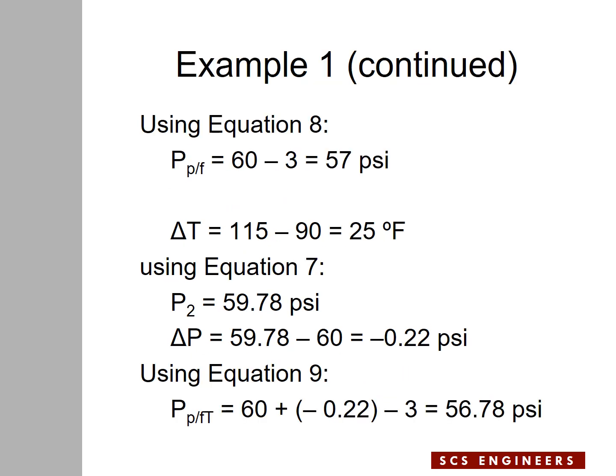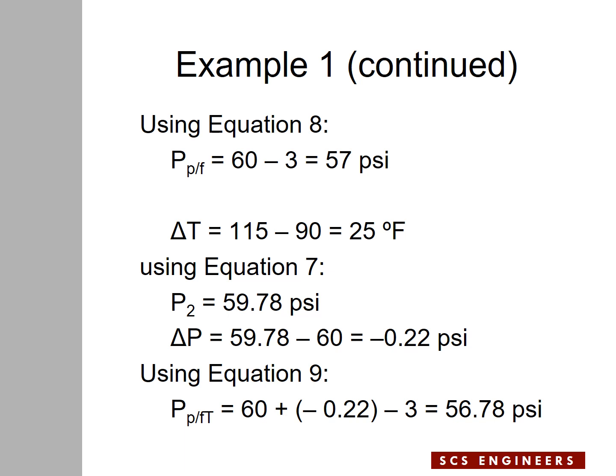The solution to the first part of the question is fairly simple. Use equation 8 and we calculate the pass-fail pressure without considering temperature by subtracting the APD, which is 3, from the initial pressure, which is 60, and we arrive at 57 psi, which means if the final pressure of the test ends up less than 57, it's a failure, and if it is higher than 57, it is a passing test result.